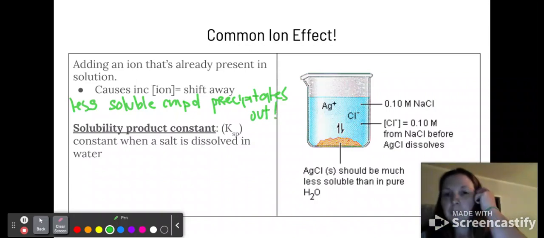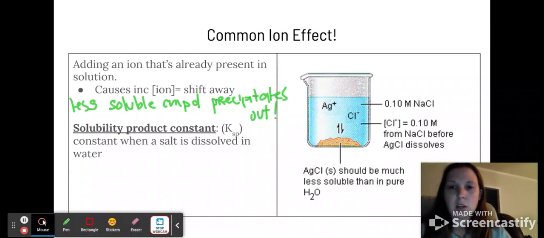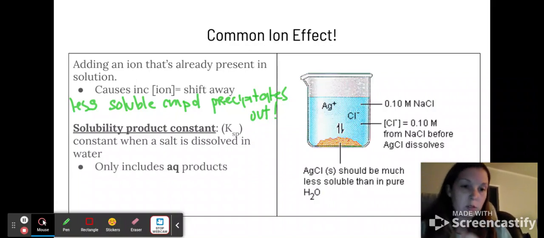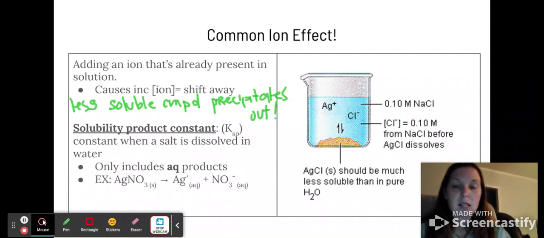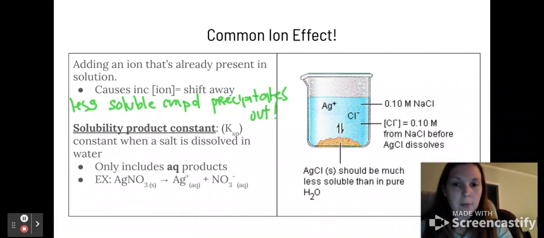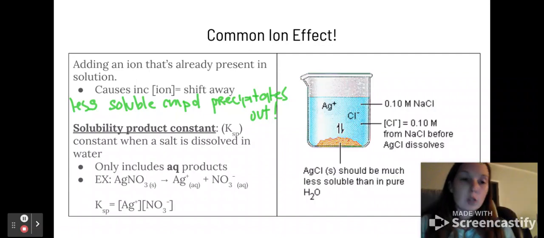That's very important. And next we can go into our solubility product constant, which is known as KSP. And this is a constant when a salt is dissolved in water. You only use aq here, so not even gas goes in these, only aq, which means you're only looking at the product side because your first salt should always be solid and then it dissolves in water. So you're only paying attention to the products here. And for this example, your KSP would be Ag plus times NO3 minus, because you know a K is products over reactants. Well, if your reactant is solid, it can't be included, so you just look at the products.